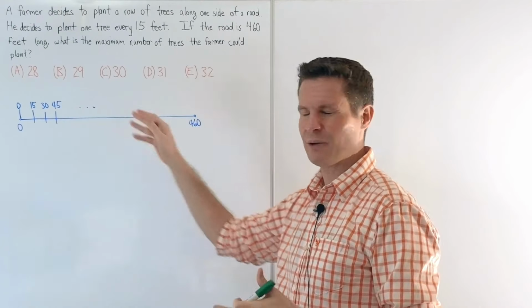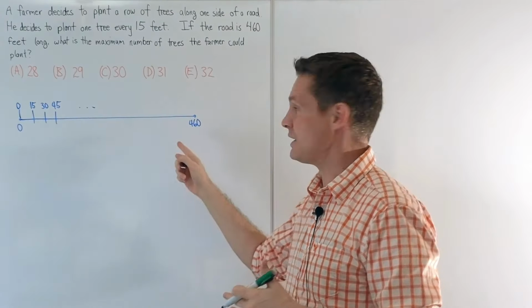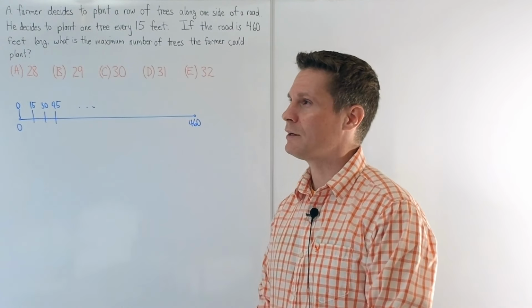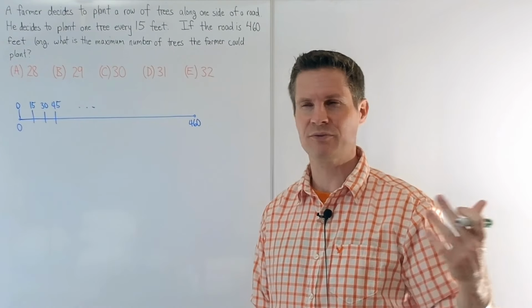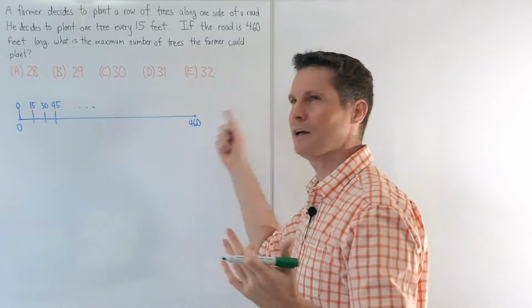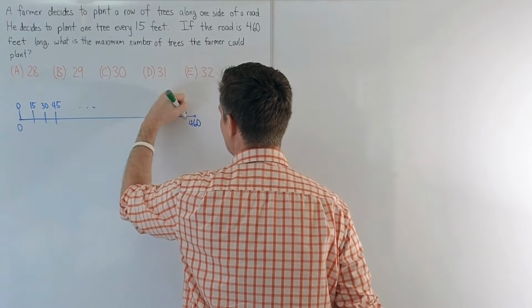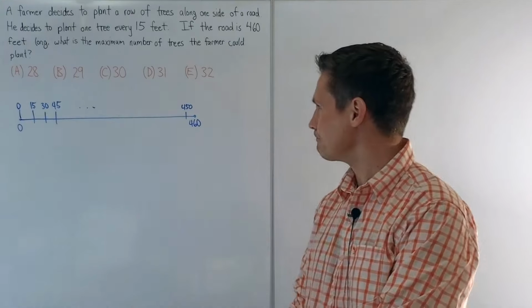Well, if they're 15 feet apart, what's the nearest multiple of 15 that I can get to without going over 460? Okay, 20 times 15 is 300, 30 times 15 is 450, and if I try and add 15 on that, it doesn't work, so 450 is going to be the furthest tree down the line.